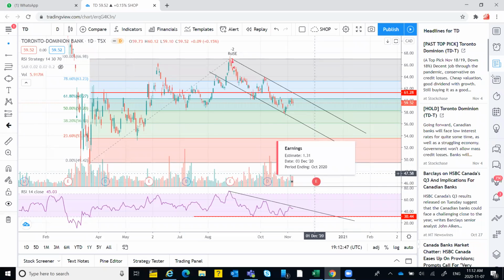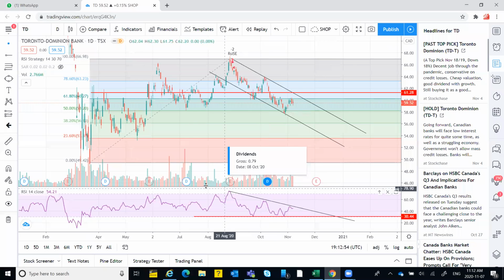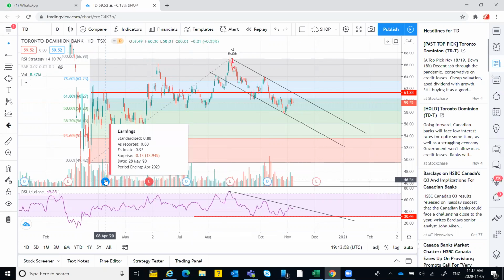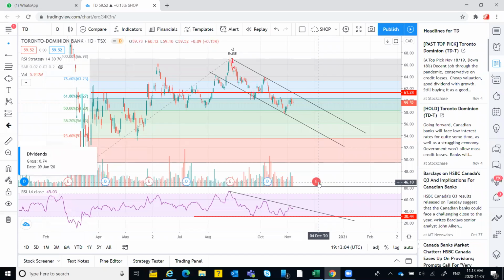Earnings are expected positive, 1.3, almost the same, 1.3, 1.2, and they gave a dividend of 0.79. It is a dividend paying stock, almost always the same earnings and the same 0.79 dividend. So what happens after the earnings? After the earnings, the stock falls down, but before the dividend days, it goes up.